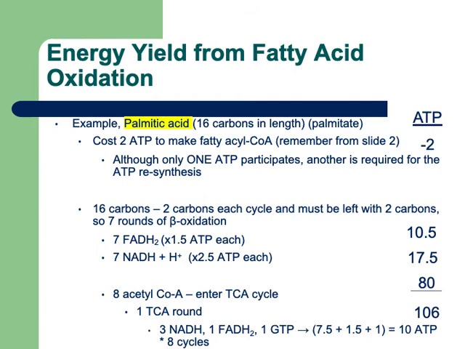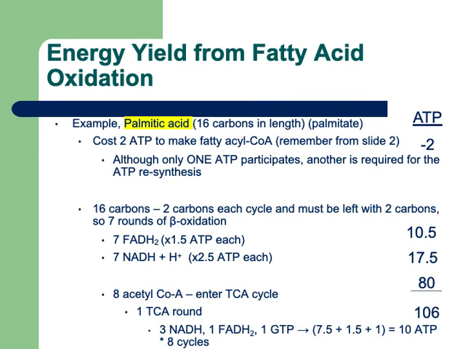So 1 round of the TCA or the CAC, the same thing, yields 3 NADH, 1 FADH2, and 1 GTP. So we times that by 8. Firstly, if we know that we produce 10 ATP per citric acid cycle, and we know that there's 8 cycles that the 8 acetyl-CoA have to go through, then the total is 10 ATP per cycle times 8 cycles, a total of 80 ATP produced from 8 acetyl-CoA.